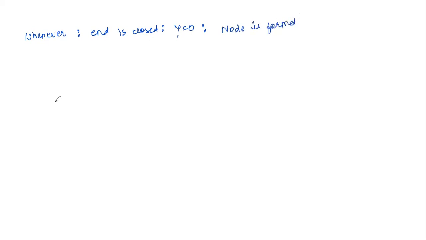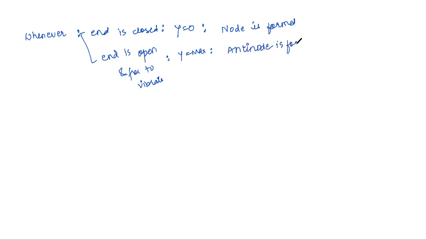Whereas whenever the end is open and free to vibrate, at that end y will become maximum, and that point will be called an antinode. Antinode, I hope it's clear for everyone, right? So please take this down. Please take this down, class.